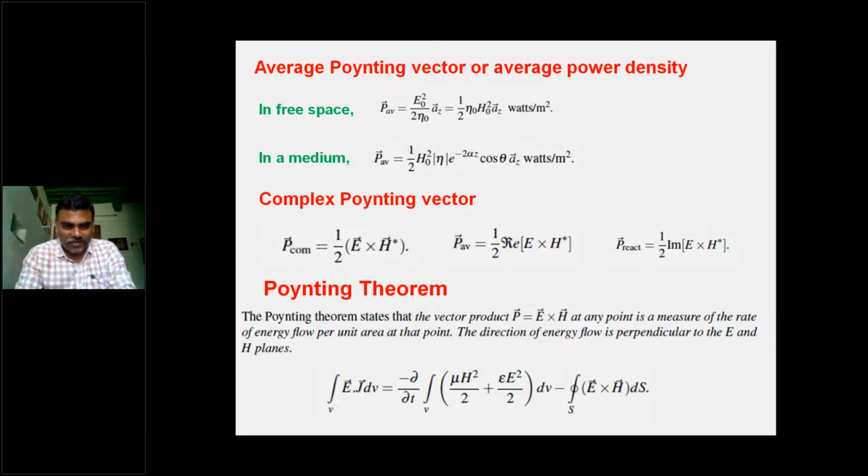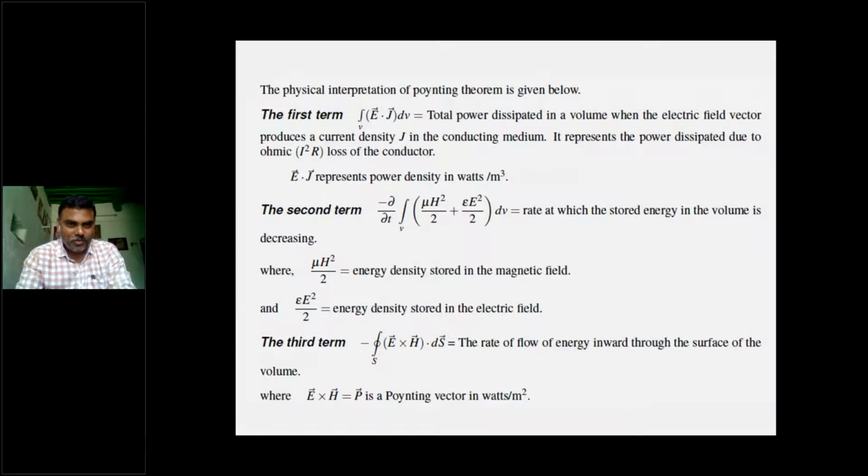Okay, and for that we have the derivation. The first term is by Ohm's law, the second term is the energy stored in the electric field plus the energy stored in the magnetic field, and the third term is the rate of flow of energy.